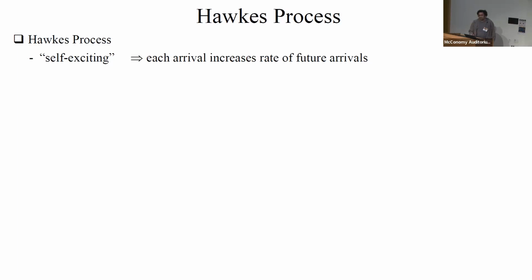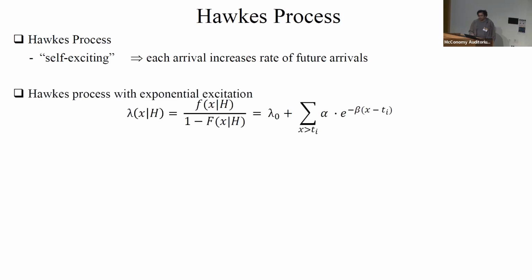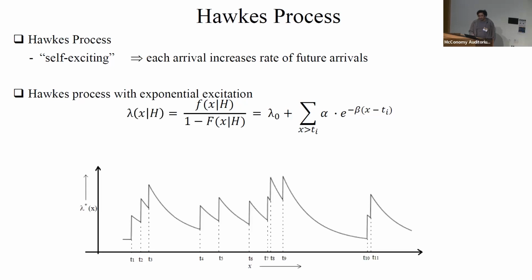And we basically study the Hawkes process that has an exponential excitation function, meaning that the equation for the hazard rate for the Hawkes process is given by lambda naught plus the sum of alpha times e to the power of minus beta times (x minus t_i), where t_i are previous arrivals. And here is a plot of the hazard rate for the Hawkes process.